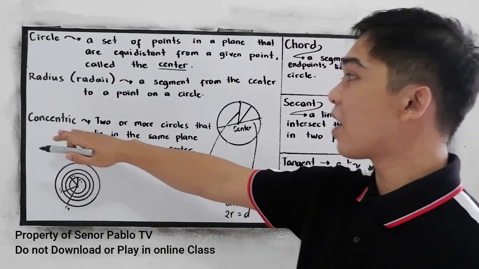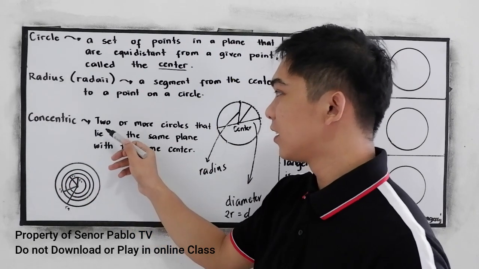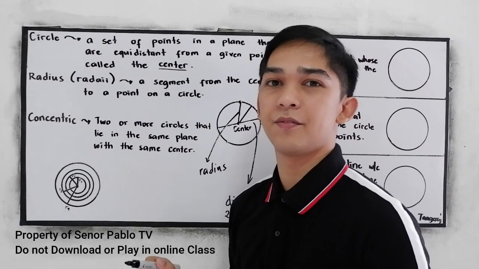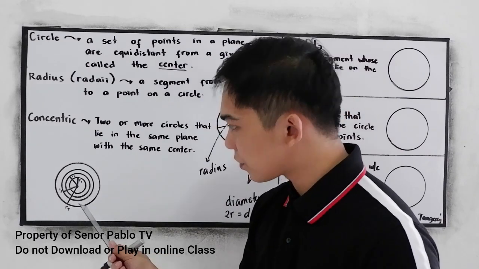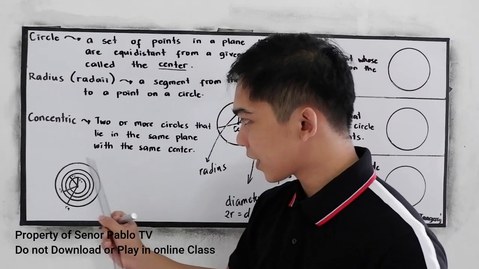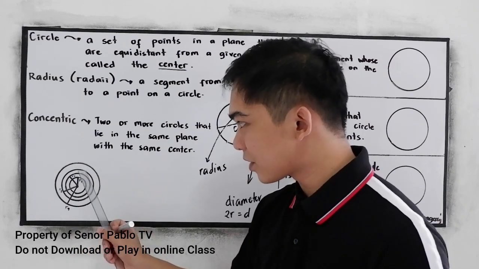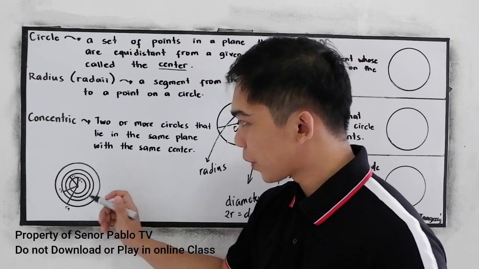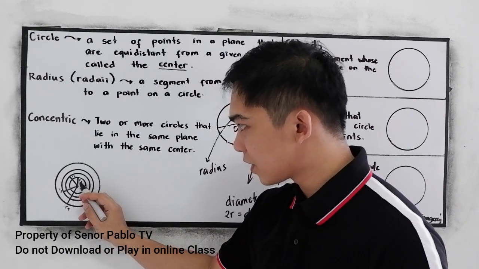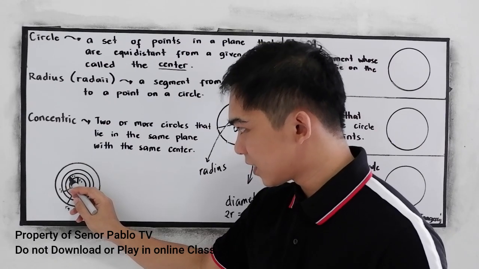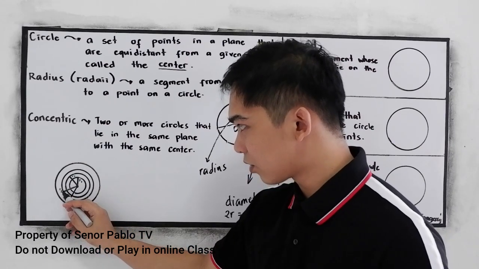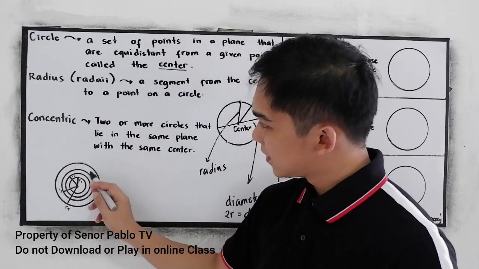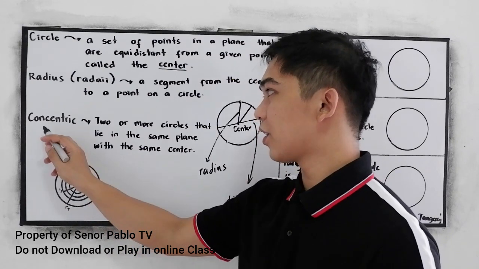And we have the concentric circles. Two or more circles that lie in the same plane with the same center. So we have here illustration number 2, a circle with another circle inside, another circle, and another circle. So we have here the radius of the smallest circle, the radius of the second to the smallest, the third circle, and the biggest circle. This illustration shows concentric circles.